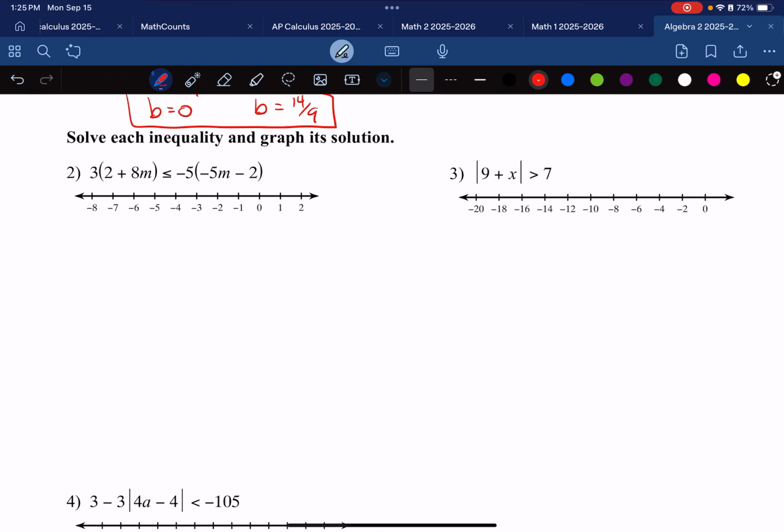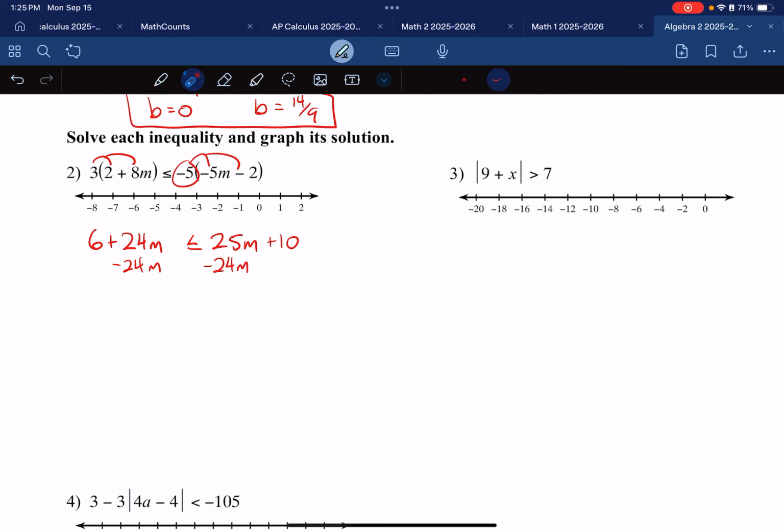All right, so we're going to solve this inequality and graph its solution. I'm noticing I need to distribute the 3, and that's going to give us 6 plus 24m. Negative 5 being distributed gives us a positive 25m plus 10. I need to get the m's on the same side, so let's put them on the right side. So I'm going to subtract 24m from both sides. That means the right side is going to store the m's, and the left side needs to store the constants. So the 10 needs to be moved, so minus 10, minus 10. I have negative 4 is less than or equal to m.